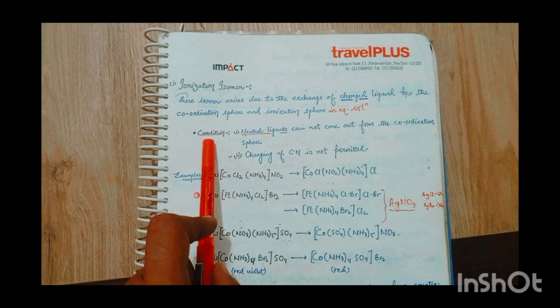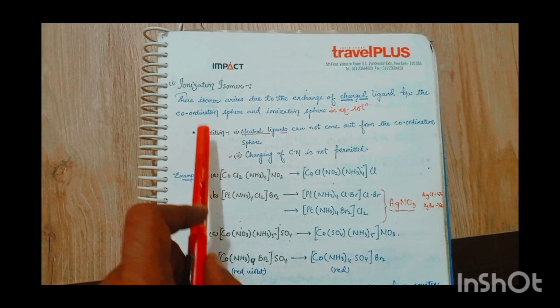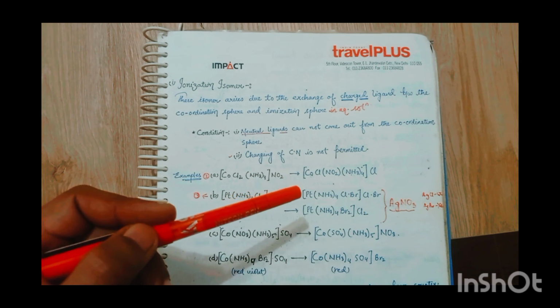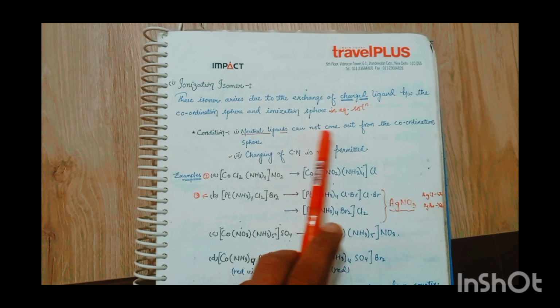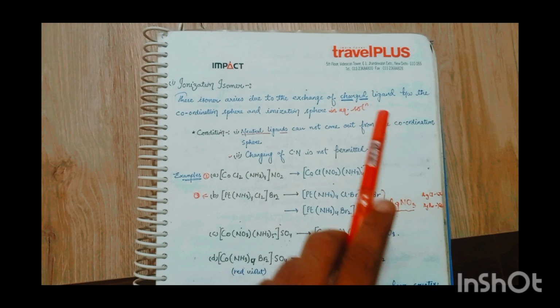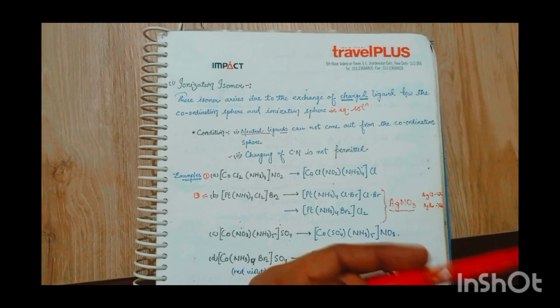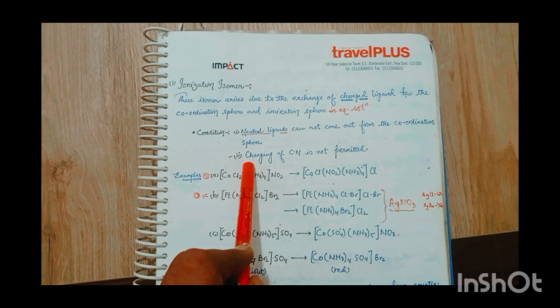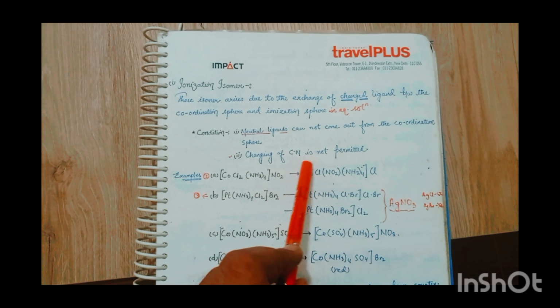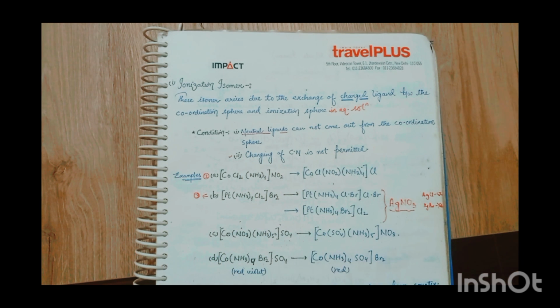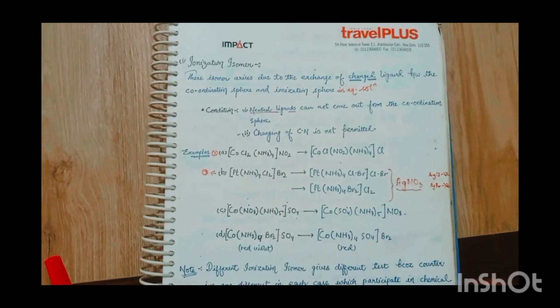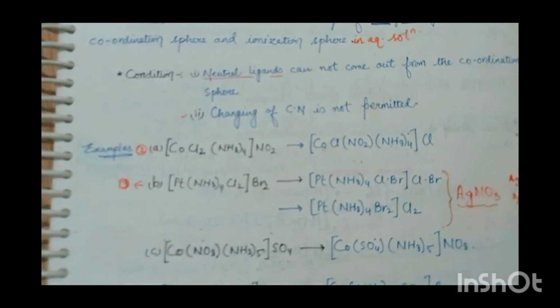Now, there are important conditions to make the ionization isomer. First, a neutral ligand cannot come out from the coordination sphere, as the definition itself indicates that the charged ligand undergoes exchange. Okay, and the important thing is that we cannot change the coordination number.